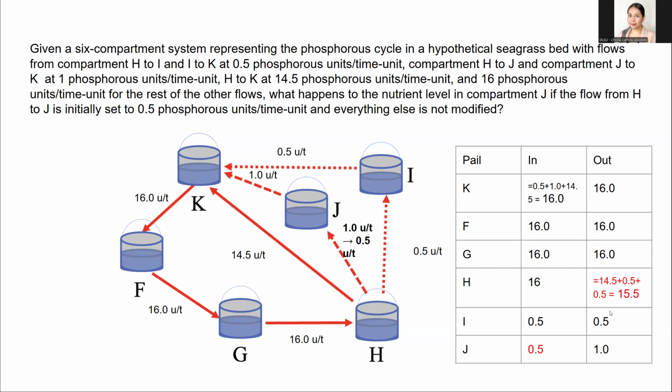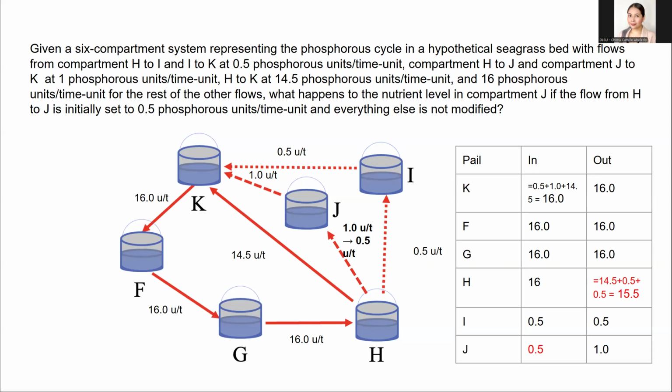So H is actually giving out less than what it's receiving. For I, it's still receiving and giving 0.5. For J, it's receiving 0.5 and it's giving out 1. So what does this imply?